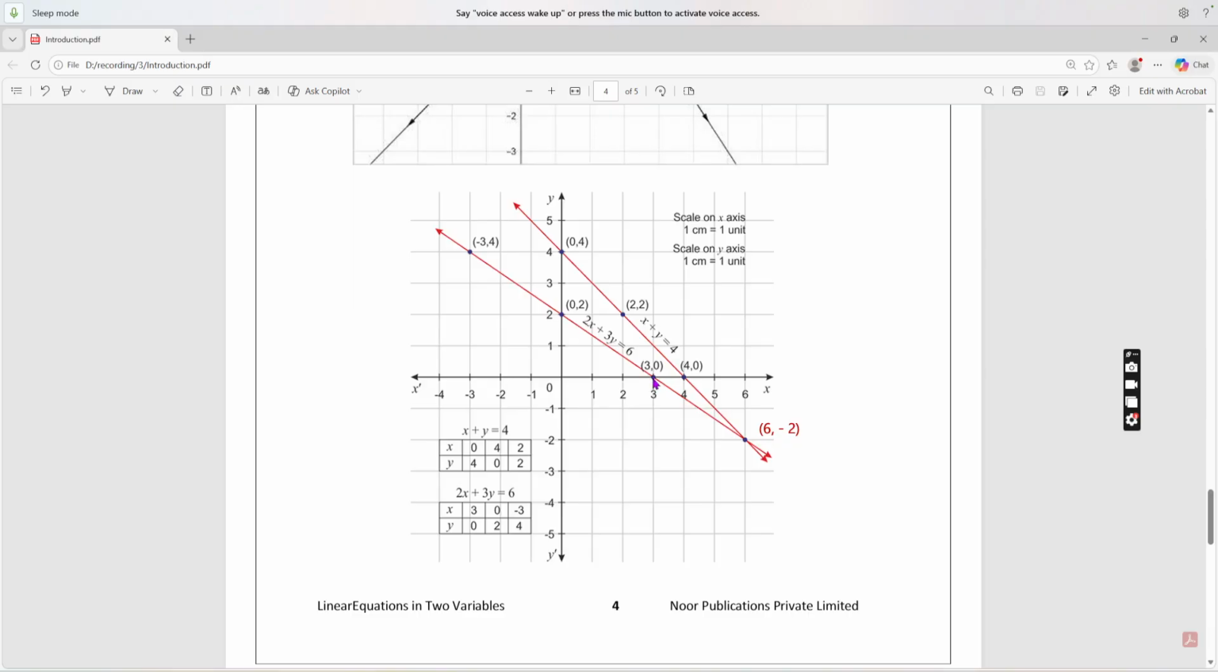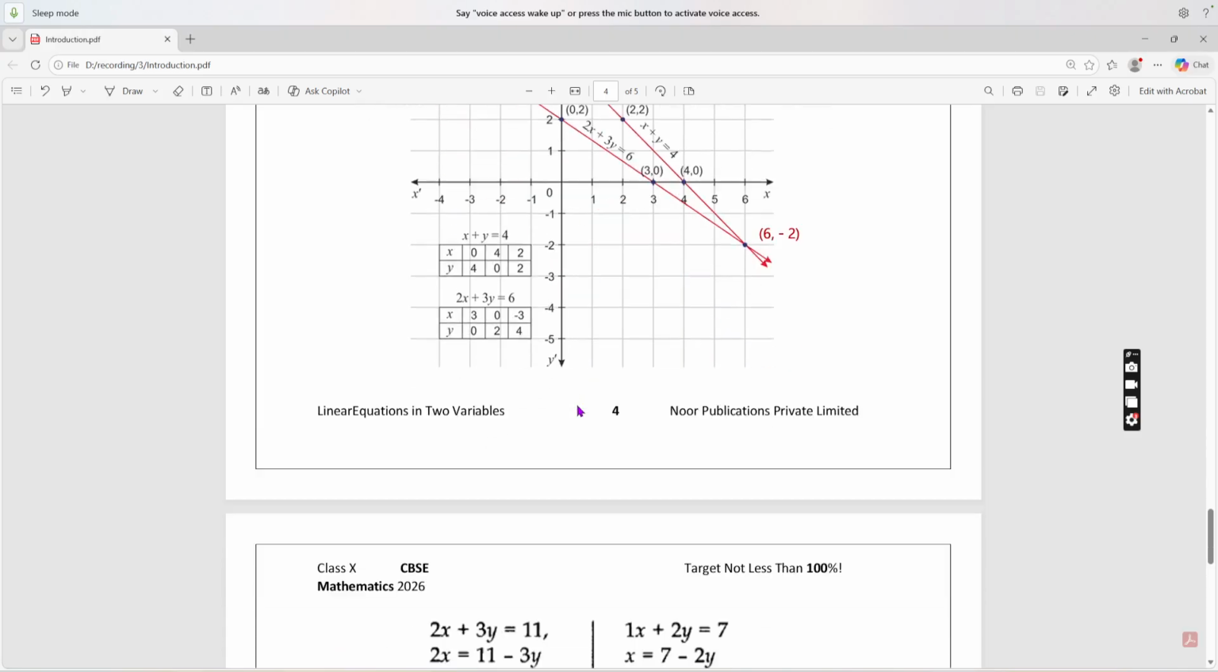Now I'm going to join 3, 0, 0, 2 and -3, 4, and I'm getting this line. So this is the point of intersection. If I see very minutely what we are getting, it is having the distance of 6 units, 1, 2, 3, 4, 5, 6 units from the y-axis and -2 units from the x-axis, 1, 2. So this is the point of intersection, 6, -2. Hence the solution is 6 comma minus 2, which is going to satisfy both of these two equations.